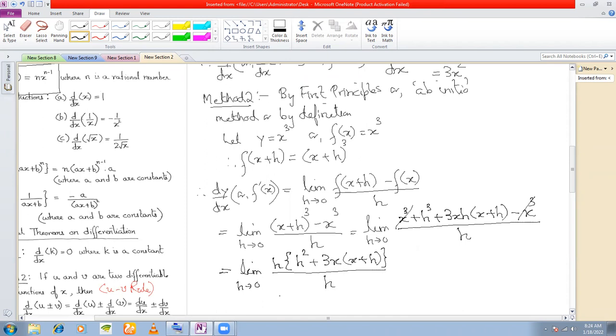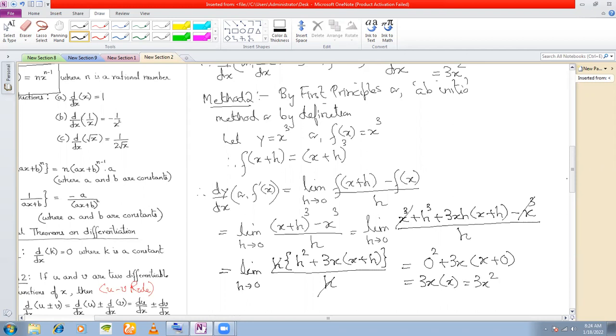I have h in the denominator. So one h here cancels. Now if I put h is equal to 0, will I get a determinate form? Yes, we'll get a determinate form. So if you now put h is equal to 0, you get 0 square plus 3x into x plus 0. So you're simply getting 3x into x, which is 3x square.